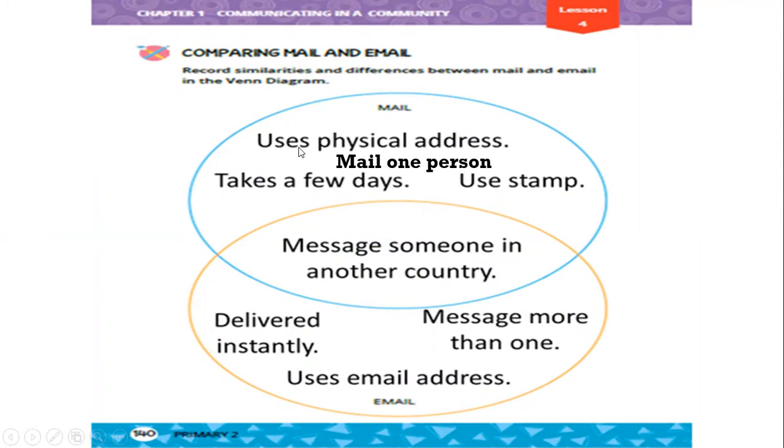In mail, we use the physical address or home address, while in email, we use the email address. Mailing a letter takes a few days, while sending an email is delivered instantly. Yes, it is faster. You can mail only one person, while with email, you can message more than one person. In mail, you use a stamp. Here in email, we cannot find a stamp. We don't need it.